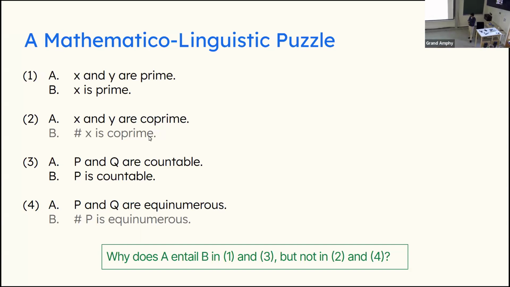So we can ask the question: why does A entail B in 1 and 3, but not in 2 and 4, and how do we model this entailment? In this talk, I'll be partially answering this question. I'll answer the first part of the question, that is, why does A entail B in 1 and 3.